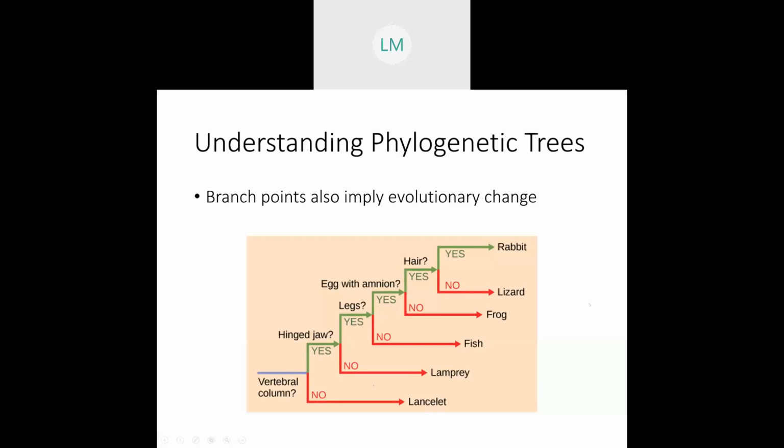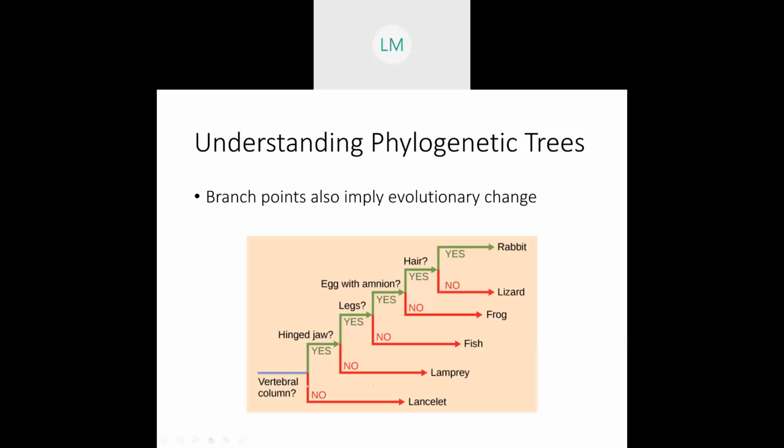Sometimes phylogenetic trees look a little bit like this, which are really helpful for understanding evolutionary change. They show these common traits that species do or don't have. So here we're looking at a variety of vertebrate species, so different fish or amphibians. We can see that we have a common ancestor here that didn't have a vertebral column. And then at this branch point here, this is where we get the evolution of a vertebral column. So at the branch point, you can go in two different directions.